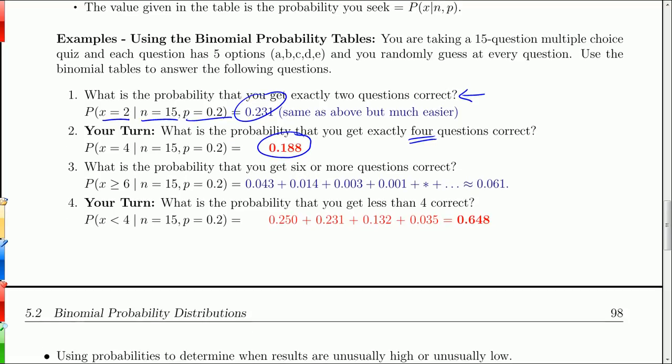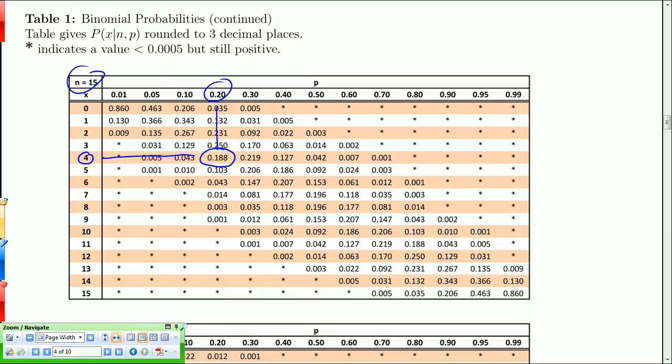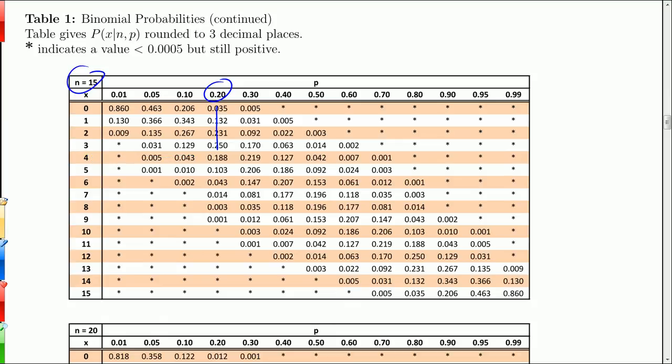What if I want to find the probability that you get 6 or more questions correct? So again, keep in mind we still have P equals 0.2, N equals 15. I'm going to find what's the probability that X is greater than or equal to 6. And to do that, again, I go back to the table. So no longer am I looking for exactly 4. I'm looking for 6 or more. Alright. So if I go over here, that's all of these numbers. So I'm going to add up all these numbers.